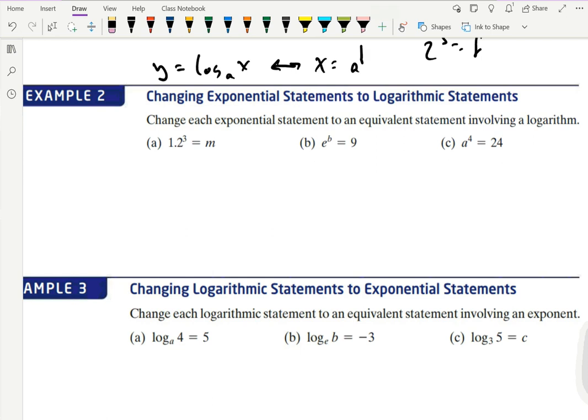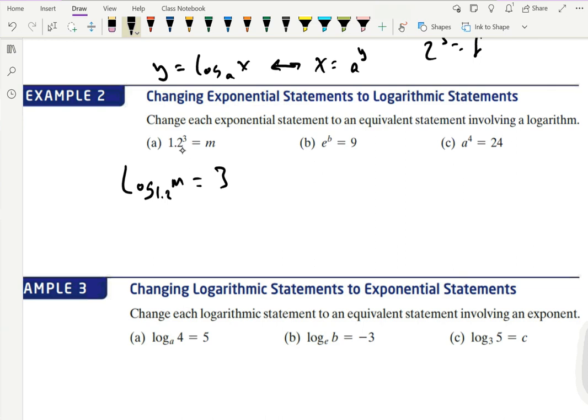Let me clean my item up here. So we've got a to the y equals x. So here's what we have. 1.2 cubed equals m. So we've got a logarithm, and our logarithm is going to equal the exponent, which is 3. Our base was 1.2, and our value is m. So the log of m with base 1.2 is 3.